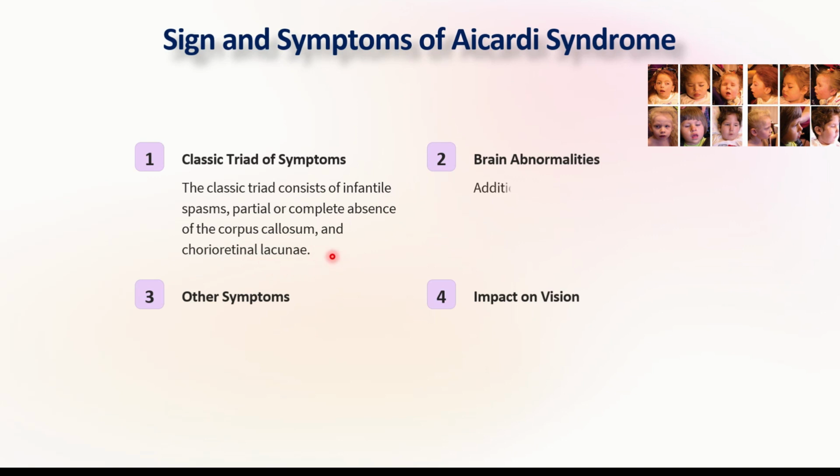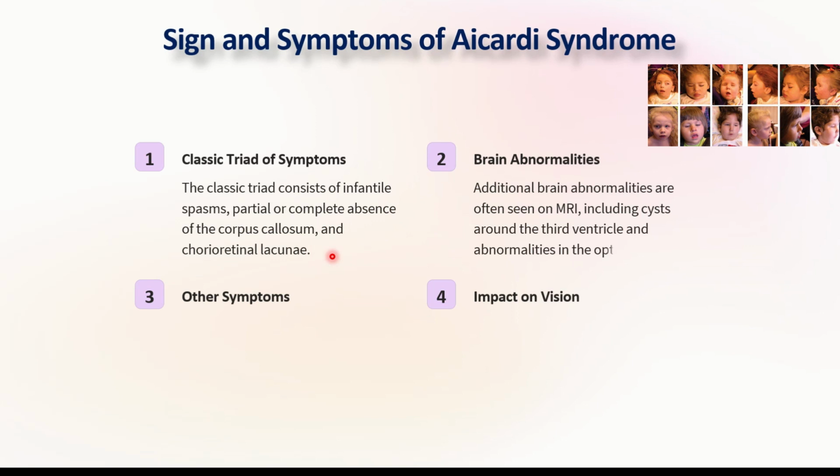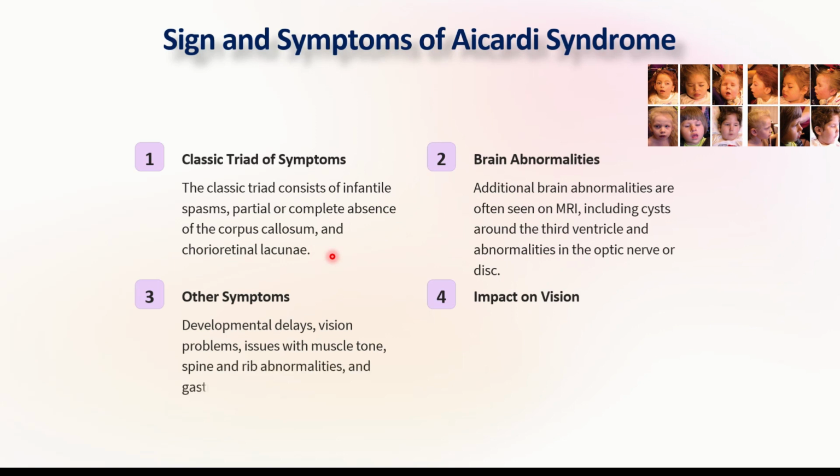Let's know the symptoms of Aicardi syndrome. Symptoms typically begin in infancy and include seizures, developmental delays, and it could be possible that vision problems may occur. There may also be issues with muscle tone, spine and rib abnormalities, and gastrointestinal problems.